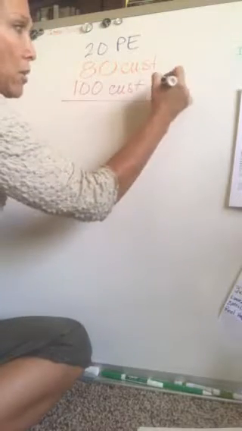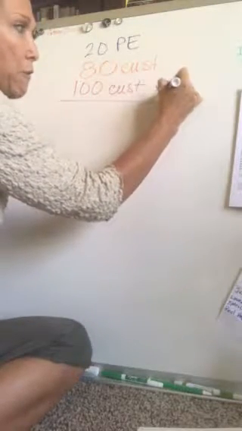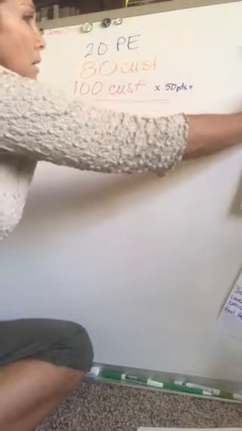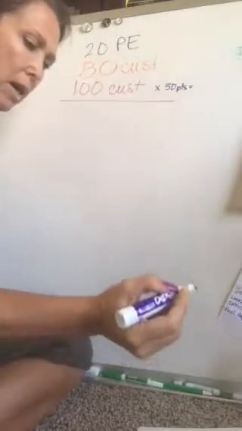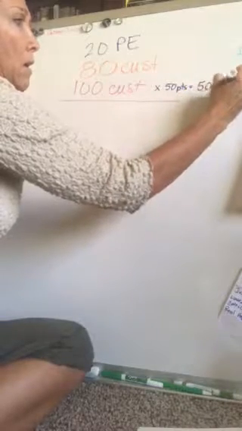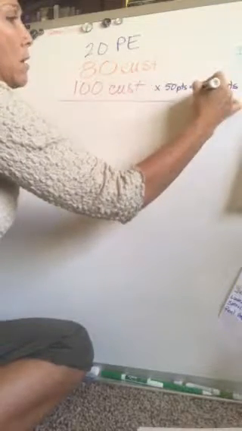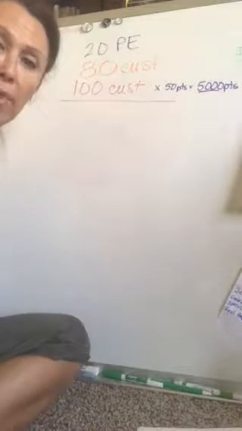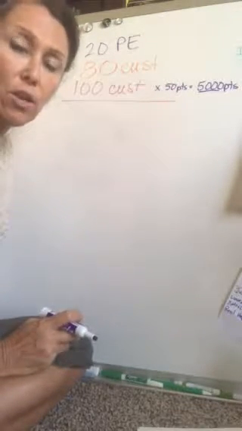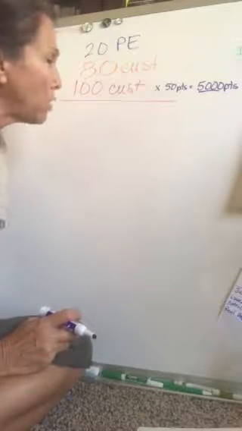So those 100 customers times 50 points is going to equal 5,000 points. And that is what you need for Director 4, by the way. So this is a Director 4 business, assuming that two of those are directors, that you're at the Director 4 volume for business.